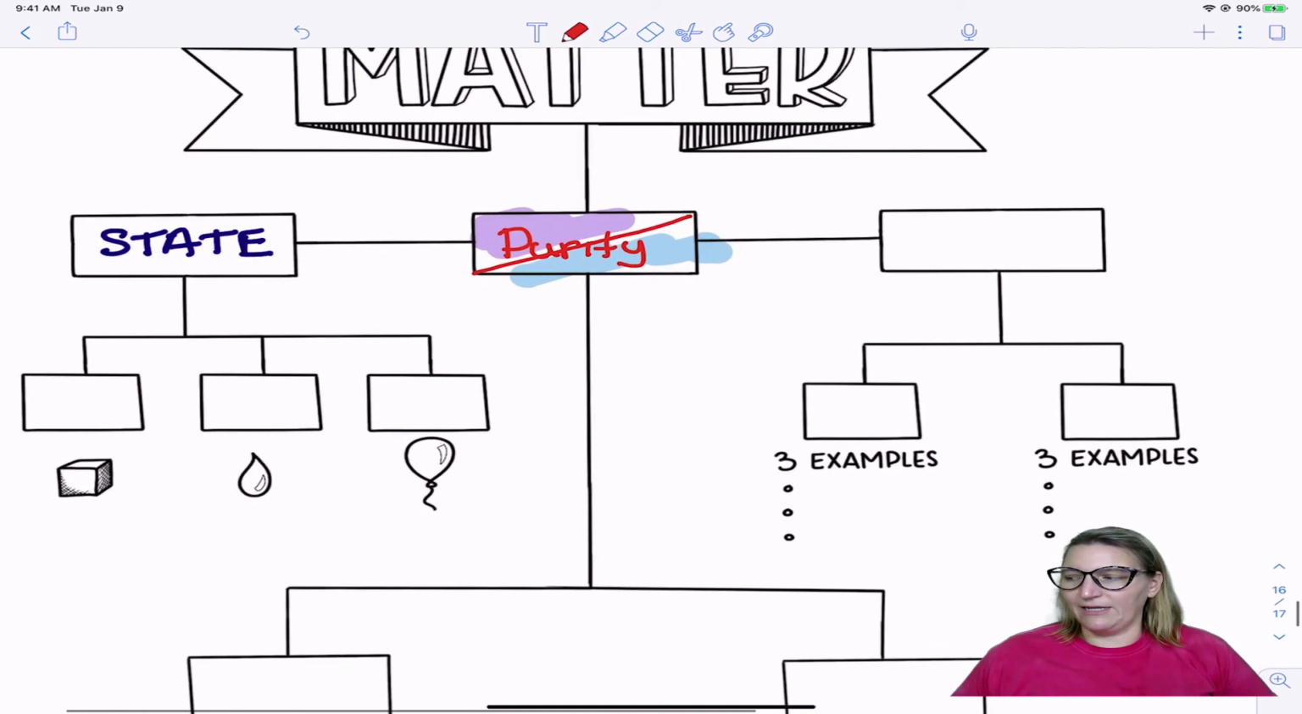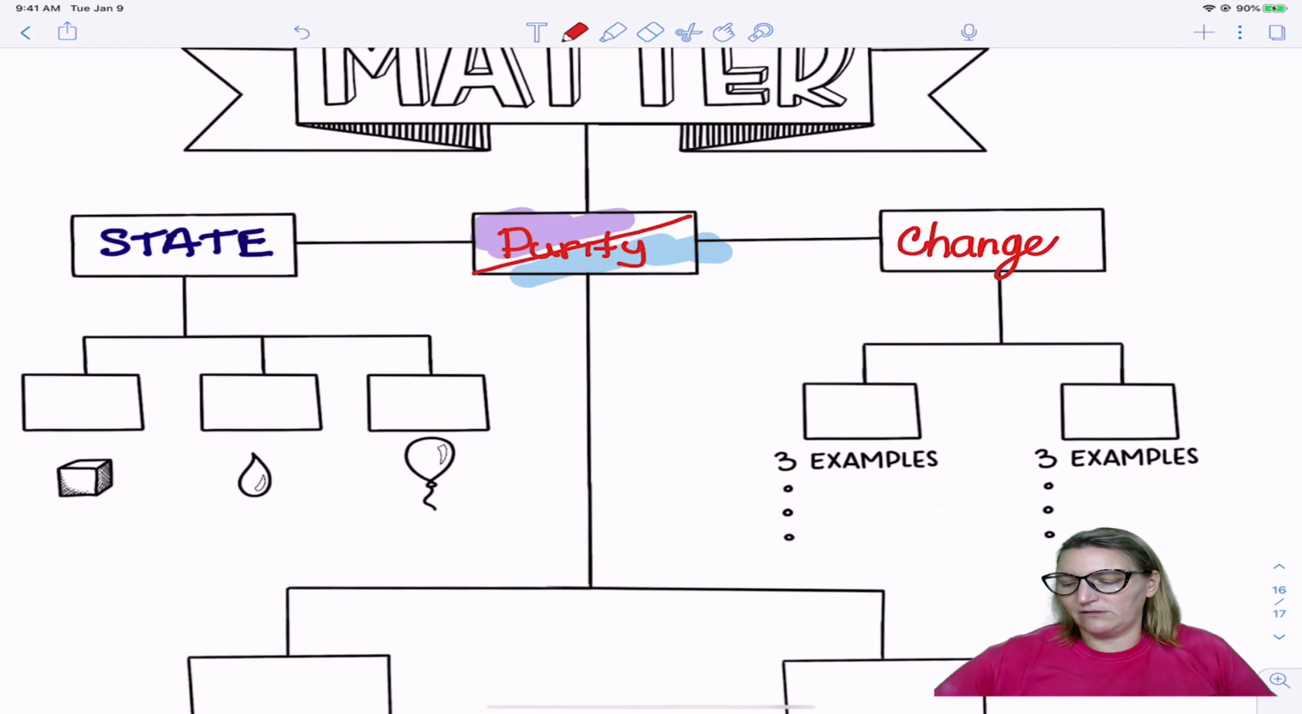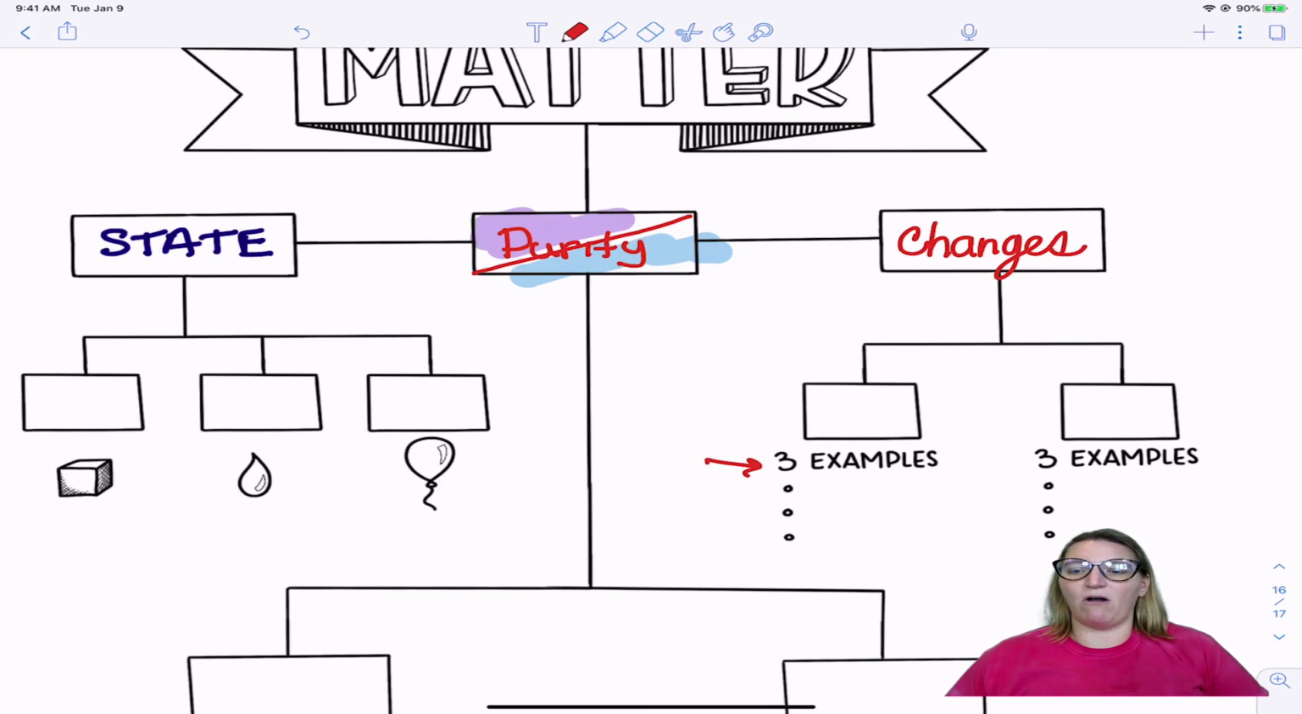And finally, you have changes. And so go back through your notes, look at the 2 different types of changes that we discussed, and give 3 examples of each. So we'll compare our completed graphic organizer the next time we are all together.